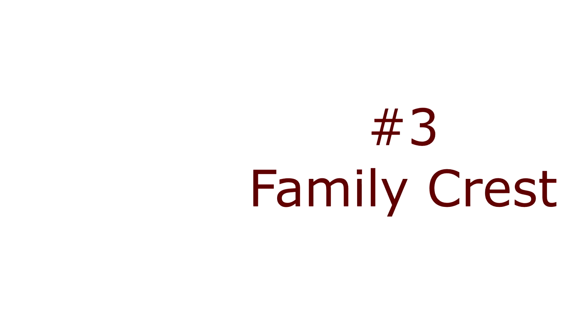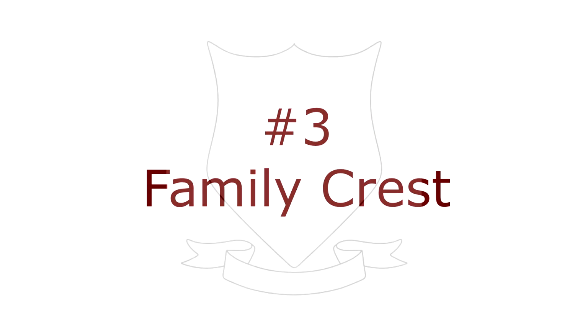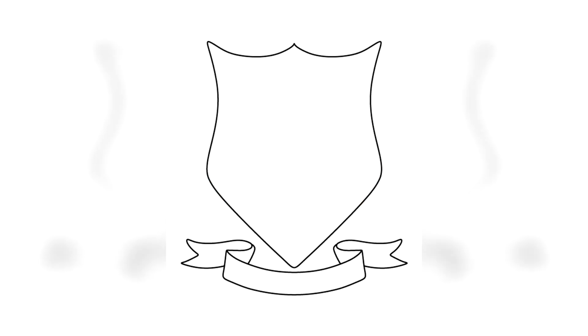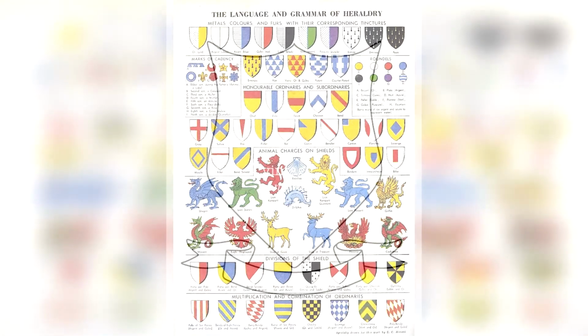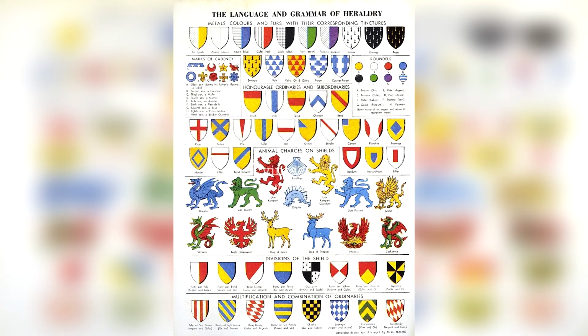Number 3, Family Crest. So this one's actually kind of fun and educational. Have your kids make a family crest or a coat of arms or a family shield, and you can have them be creative and make up their own, or you can have them learn the language and grammar of Heraldry. I think that's how you say that, Heraldry, which is pretty much the coat of arms.